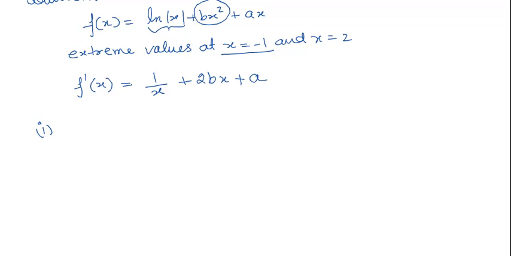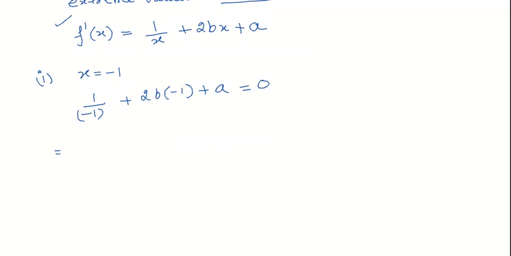Now it is saying that it is taking the extreme value at x = -1. Therefore at x = -1, f'(x) will be equal to 0. So substituting x = -1 in the above equation and f'(x) = 0, we will be getting 1 over -1 plus 2b times -1 plus a equals 0. That gives -1 - 2b + a = 0, which on simplification gives a - 2b = 1 as equation 1.